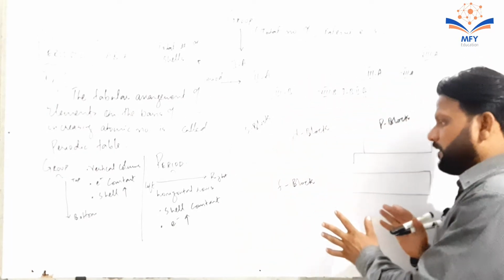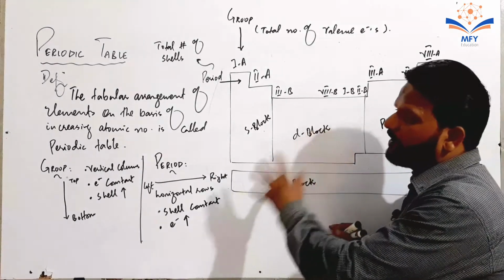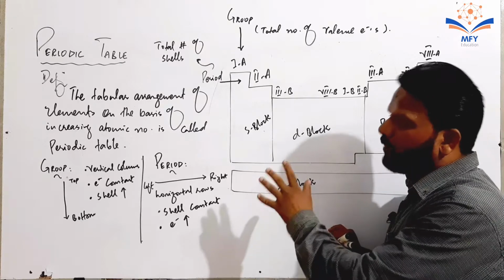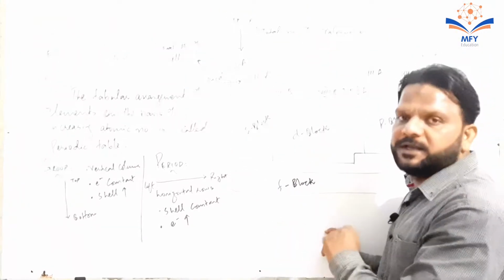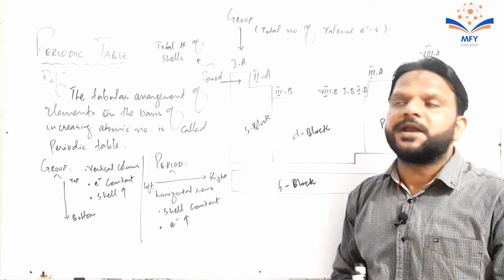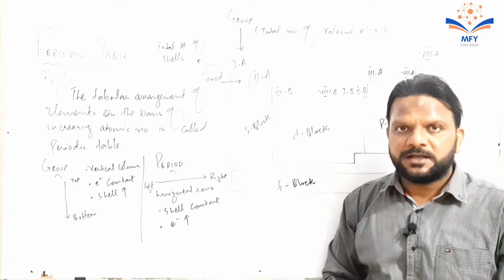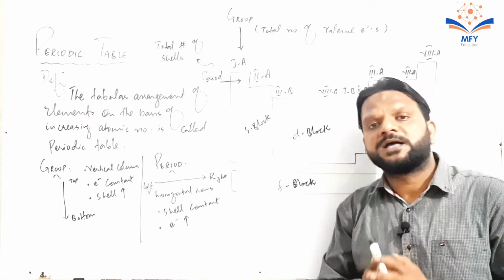Hope all the points related to the periodic table definition, vertical and horizontal arrangement and blocks will be clear. If you have any query regarding the introduction to the periodic table, definition, group, period and block, you can ask or directly comment.